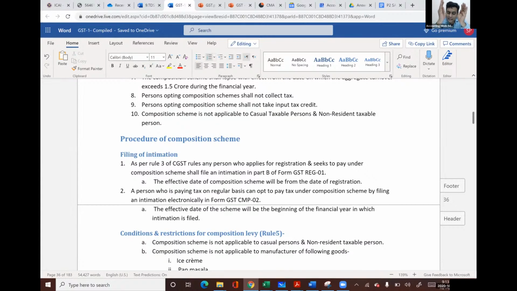I am a casual taxable person. I don't have a set place. From Bangalore, I will go to Chennai. From Chennai, I will go to Trivandrum. From Trivandrum, I will go to Hyderabad. I will be moving. I don't have one place of business. Are you getting it or not? In Jammu and Kashmir, whatever I am doing, but at other places, I am a casual taxable person. Are you following it? Yes, sir.